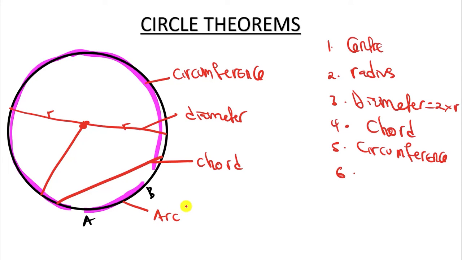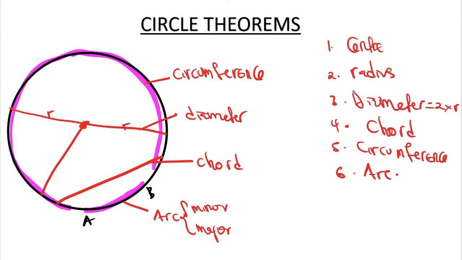For the arc, we have a minor arc and a major arc. So this particular arc that we are having here, this one is the minor arc because it's the small part. The remaining part becomes a major arc. All right, so for arc, we have a minor arc and then major arc. So you take note of that. That is for an arc.